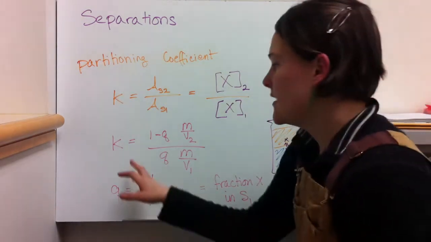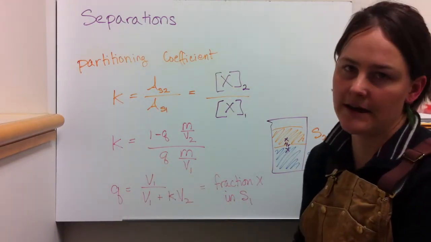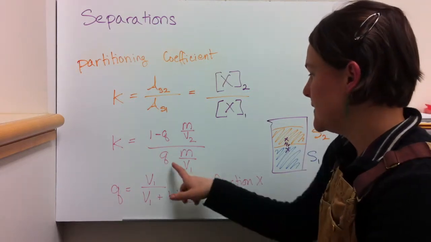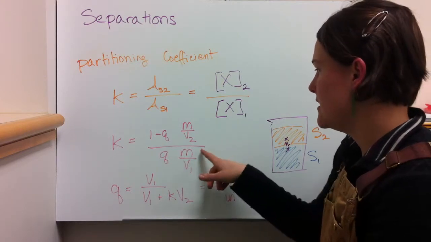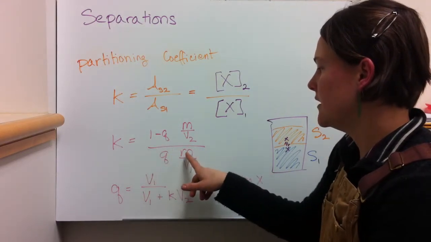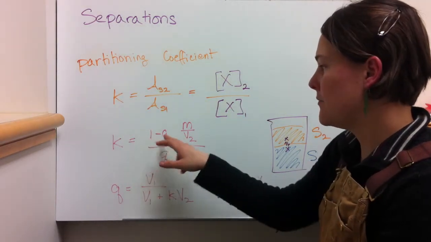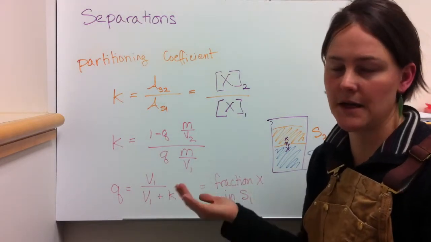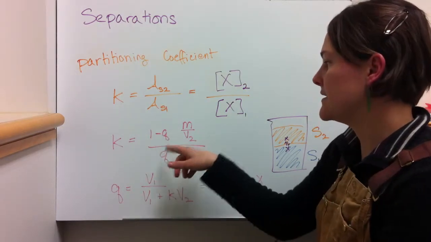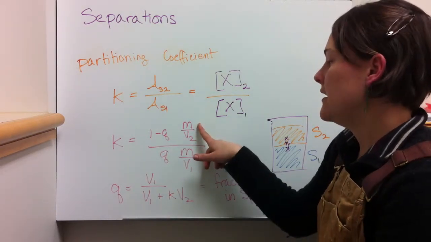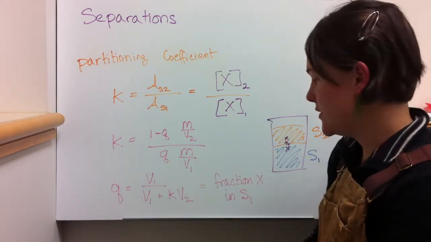Another way we can think about this, for the same expression, is to write it with Q, where Q is the fraction of X in solvent 1 times the total moles divided by volume 1, so basically the molarity, underneath 1 minus Q. There always has to be a 1, or 100%, of Q, so 1 minus Q is the amount that's going to be in solvent 2 times the total number of moles of X divided by the volume of phase 2.